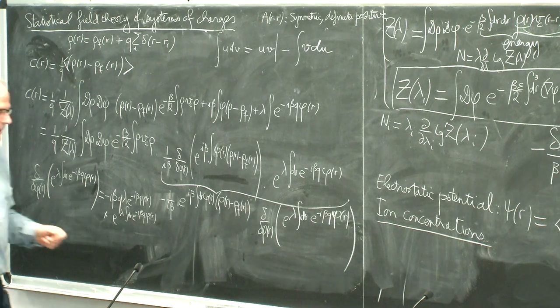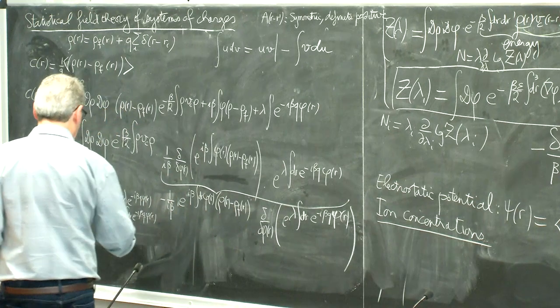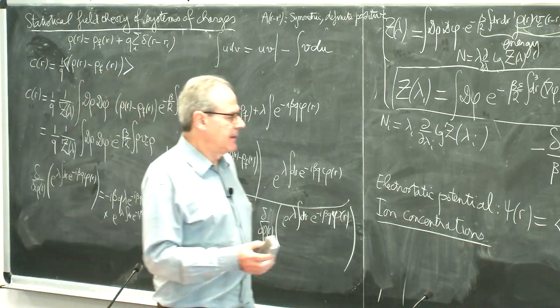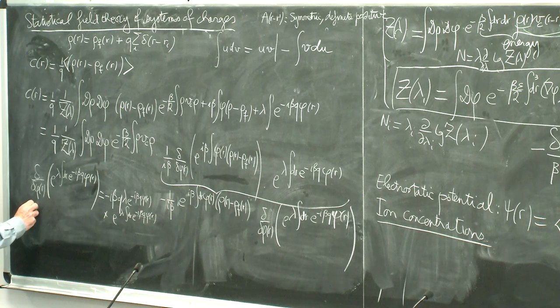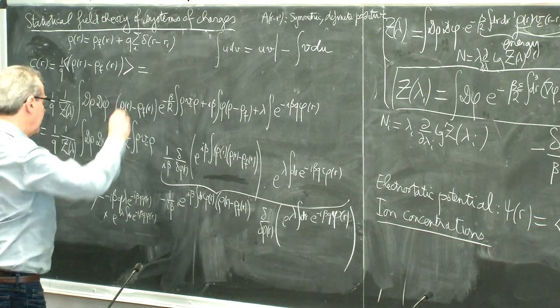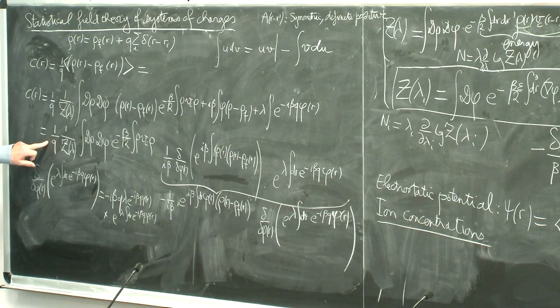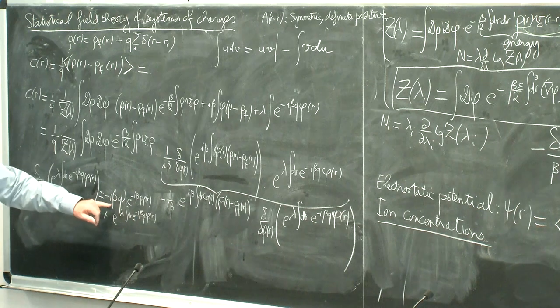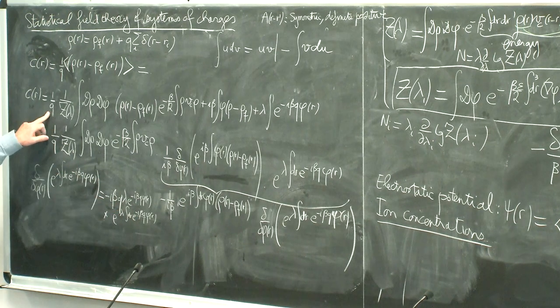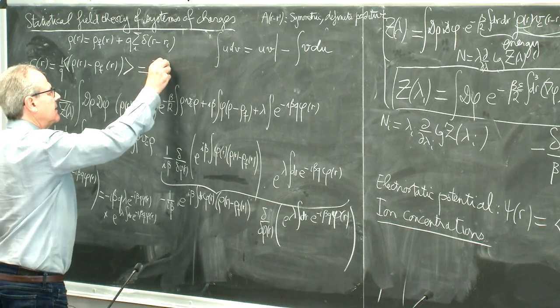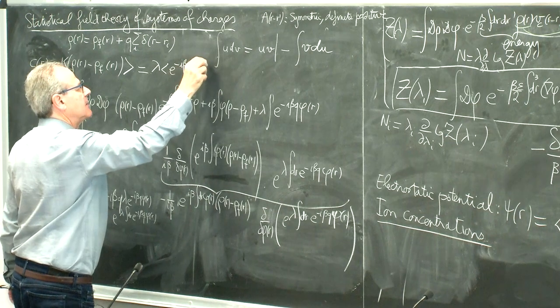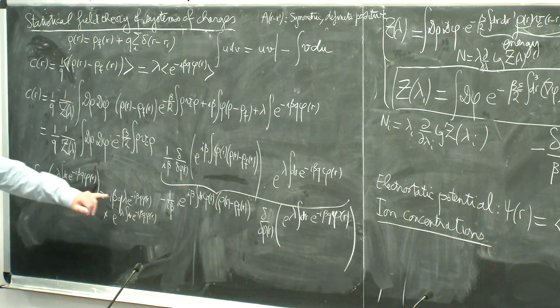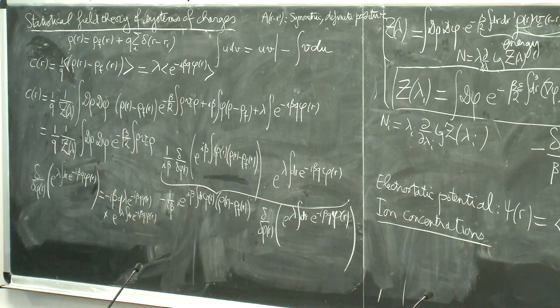So anyway, in the end, once you do things correctly, you end up with the property that now the C of R, which is here, is, right? It's minus 1 over I beta times, so the I beta goes away. The q, which is here, goes away. So it is just equal to lambda expectation value of e to the minus I beta q phi of r. Right? Because you just plug this back in, and that's what you get.